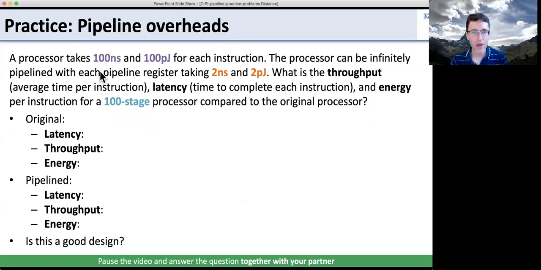Okay, so what do we have here? We have a processor that takes 100 nanoseconds and 100 picojoules for each instruction. So that's how much it takes when it's not pipelined. It can be infinitely pipelined, great processor. And each pipeline register takes an additional 2 nanoseconds and 2 picojoules.